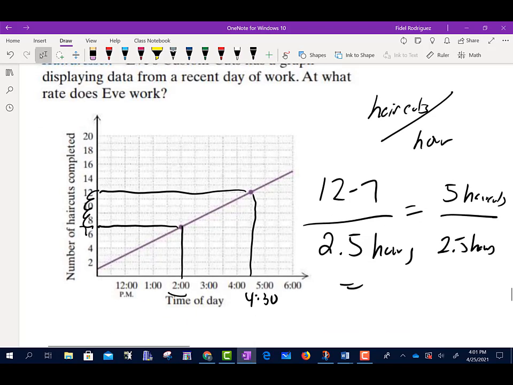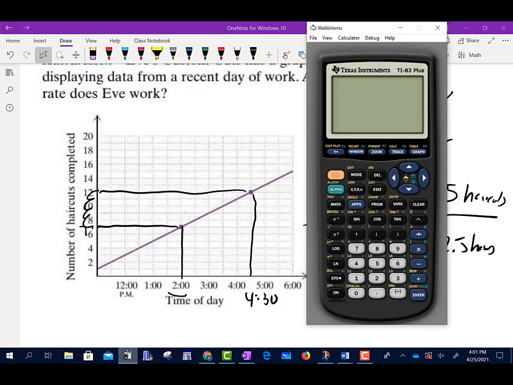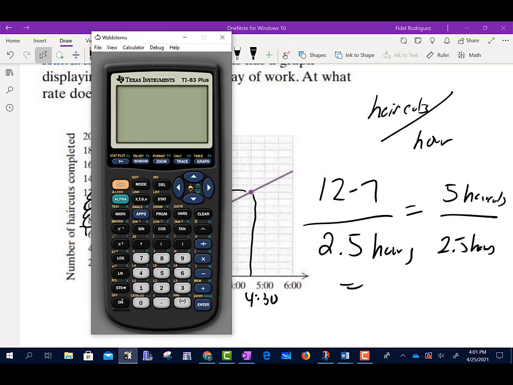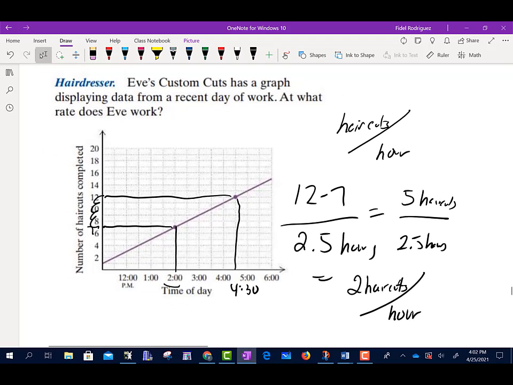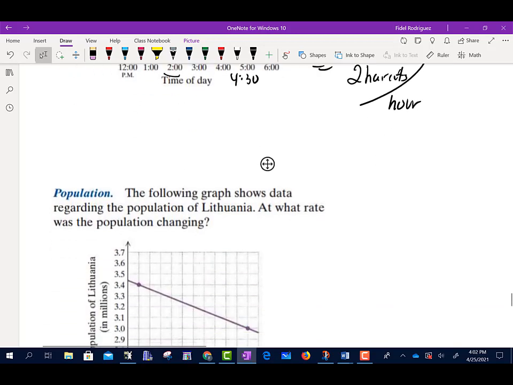And then all we need to do, y'all, is just divide those numbers out. So let me get my calculator going, turn it on, and clear. So 5 divided by 2.5 is 2. So she's doing 2 haircuts every hour. Okay? So I want you to notice, as I'm doing these problems, what's helping me? Looking at the picture, right? Looking at the graph, I'm able to kind of figure out what's going on.